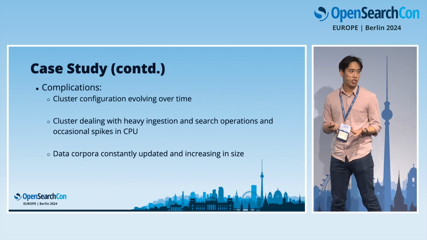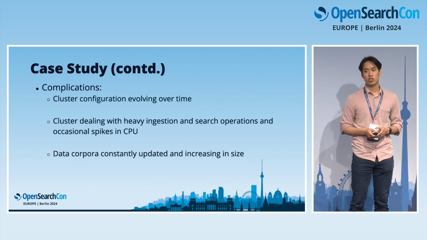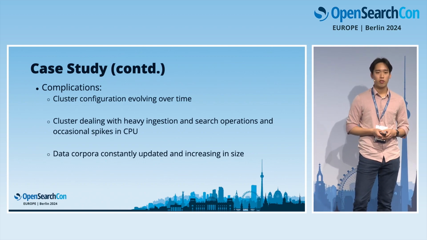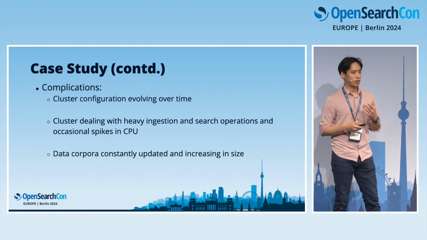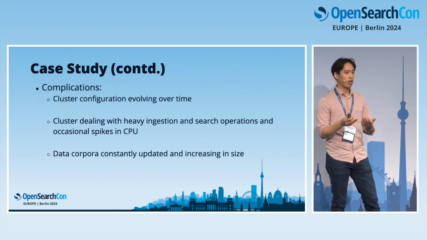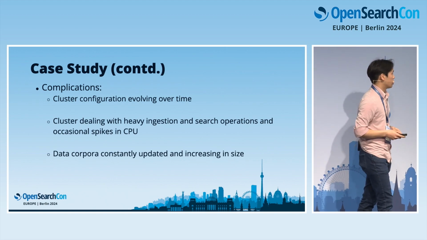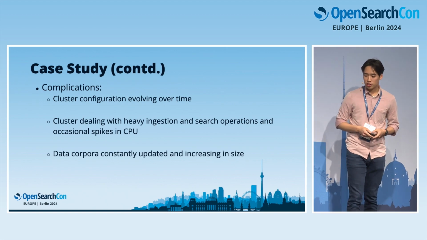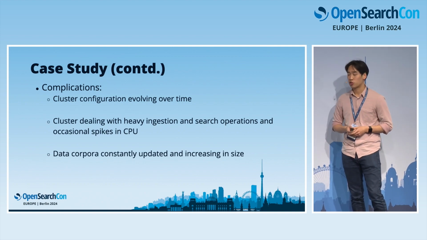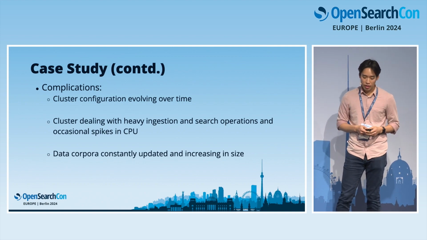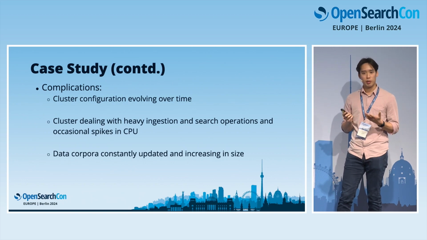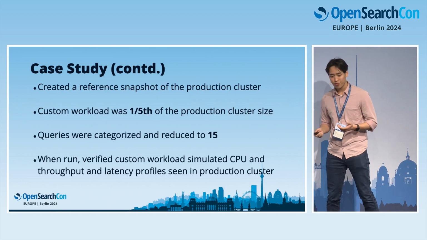There were also several complications that we saw. The cluster configuration was very big and constantly evolving over time. One week it was 15 plus data nodes, and the next week it scaled down to 9 data nodes but changed its instance types. The cluster was also dealing with heavy ingestion and search operations, which saw occasional spikes in CPU. And the data corpus was constantly being updated and increasing in size.